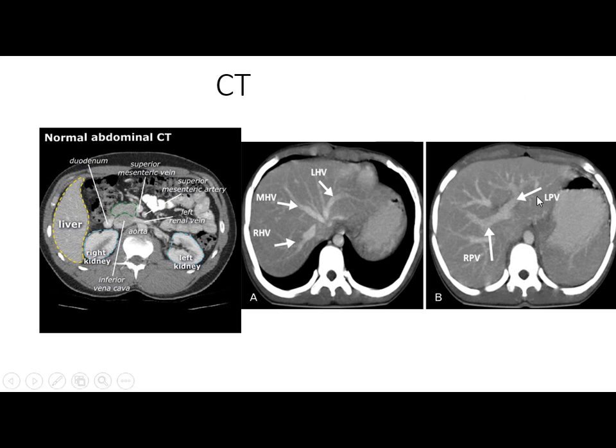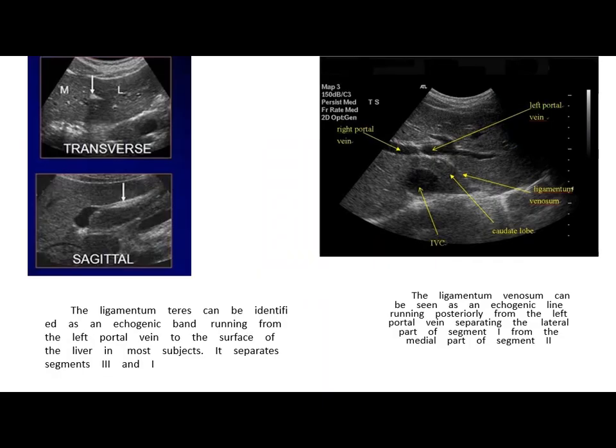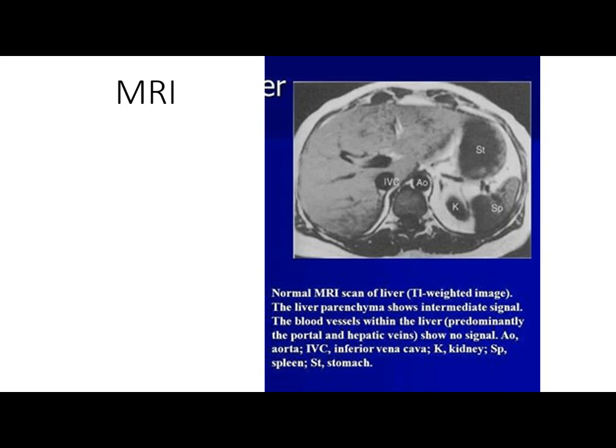We see the left portal vein here and the right portal vein in the upper section. MRI, normal MRI scan of the liver. Liver parenchyma shows intermediate signal intensity and the blood vessels appear with no signal, as we see here the inferior vena cava and the aorta.